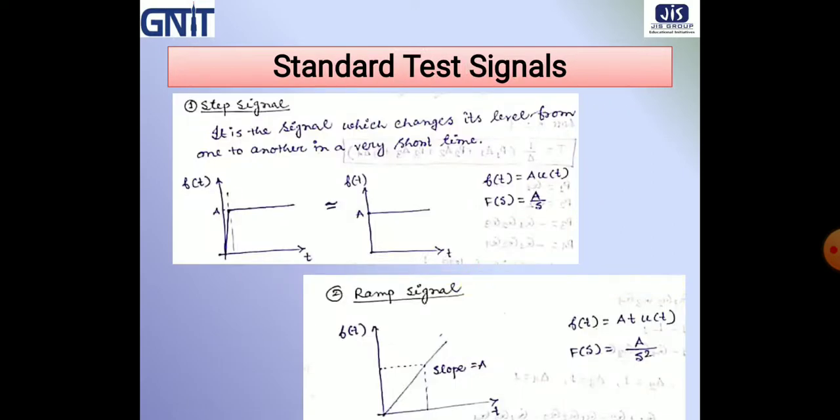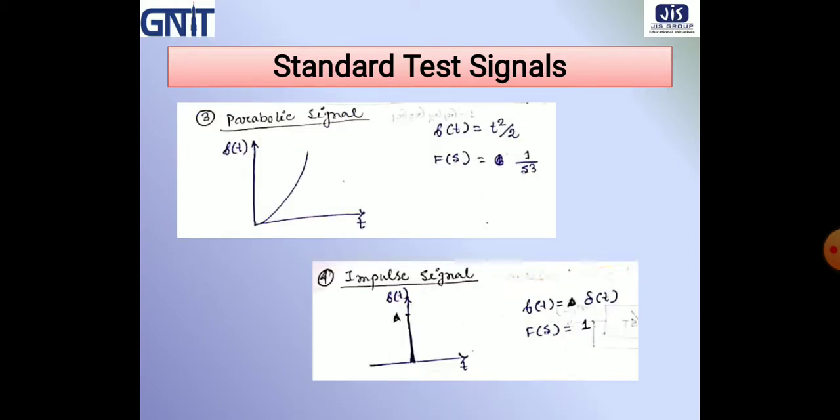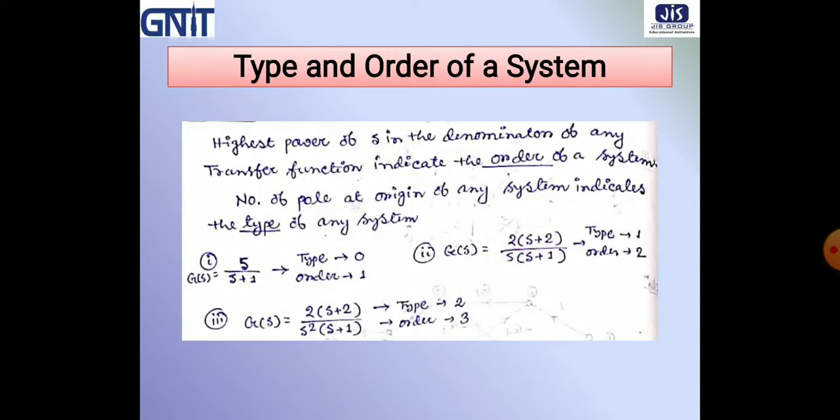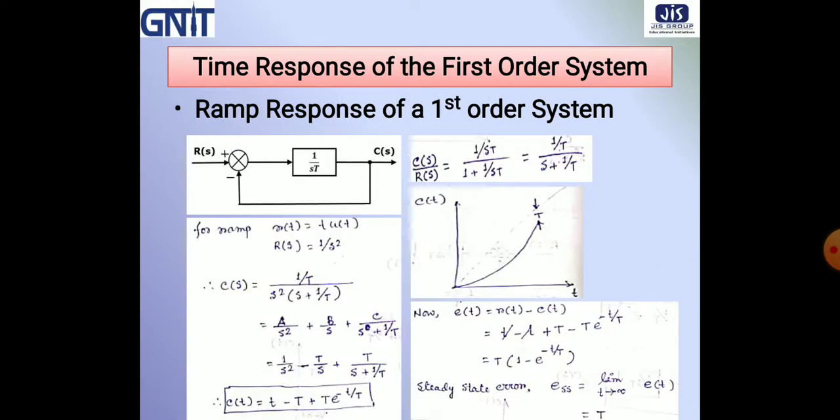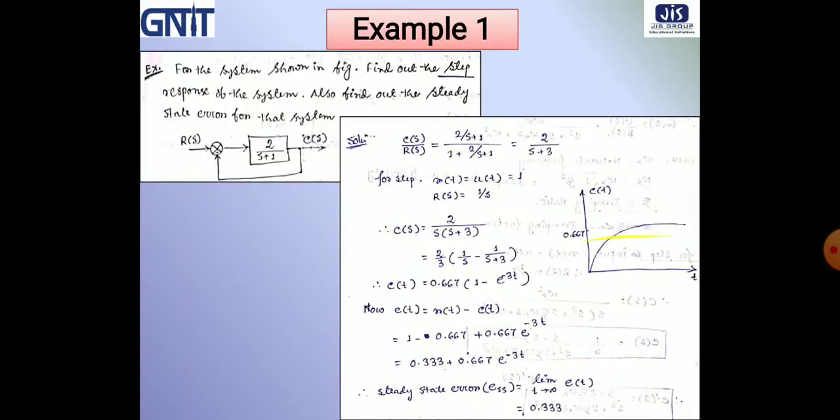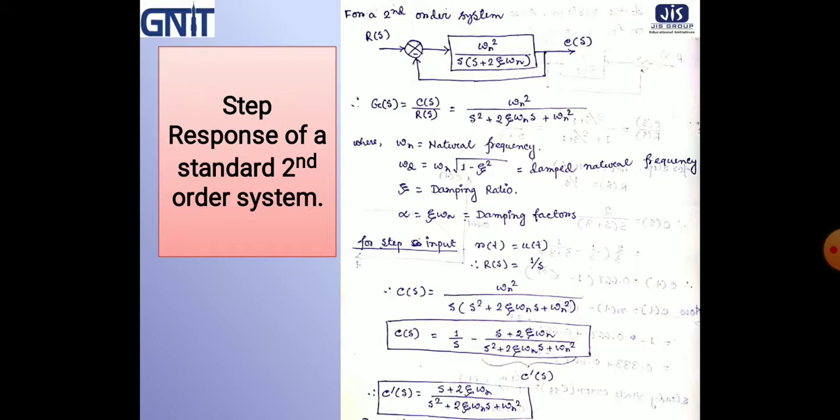These are some standard test signals which I already discussed: step signal, ramp signal, parabolic signal, impulse signal. What is type and order of the system? Total number of poles present in the system is called order, and total number of poles present at the origin is called type. Time response of a standard first order system was there, and one example. So from this we will start today's lecture, that is step response of a standard second order system.